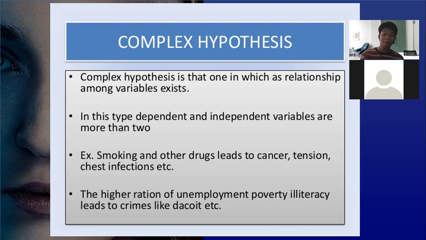Another one, unemployment and poverty, illiteracy leads to crimes. So which means that ito yung unemployment at saka poverty and illiteracy, ito yung independent variables, meaning more than one independent variable. Ito naman leads to crimes. Ito siya specific example dito, more than one major variable. That's why complex hypothesis siya.